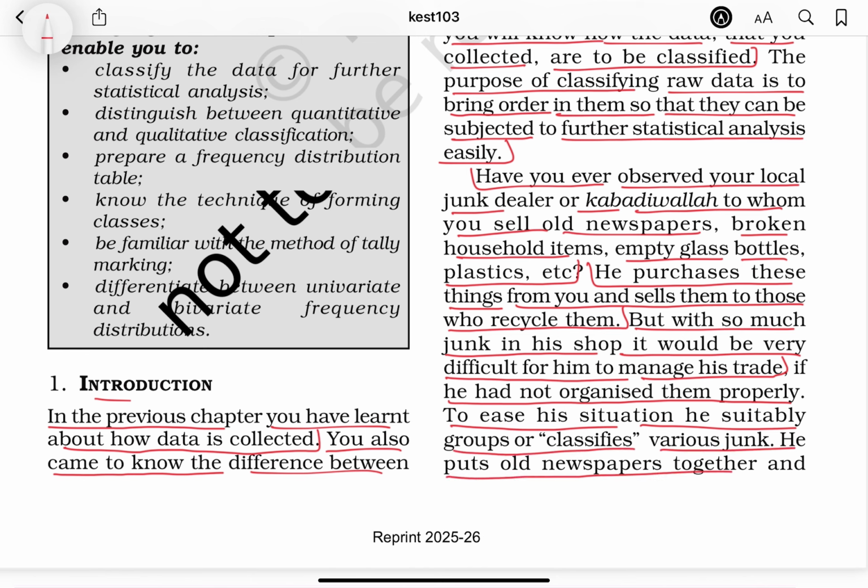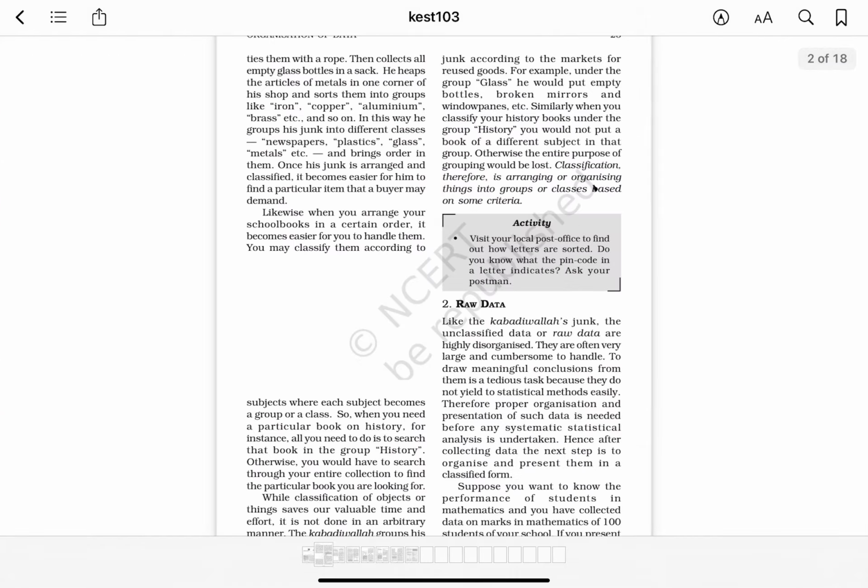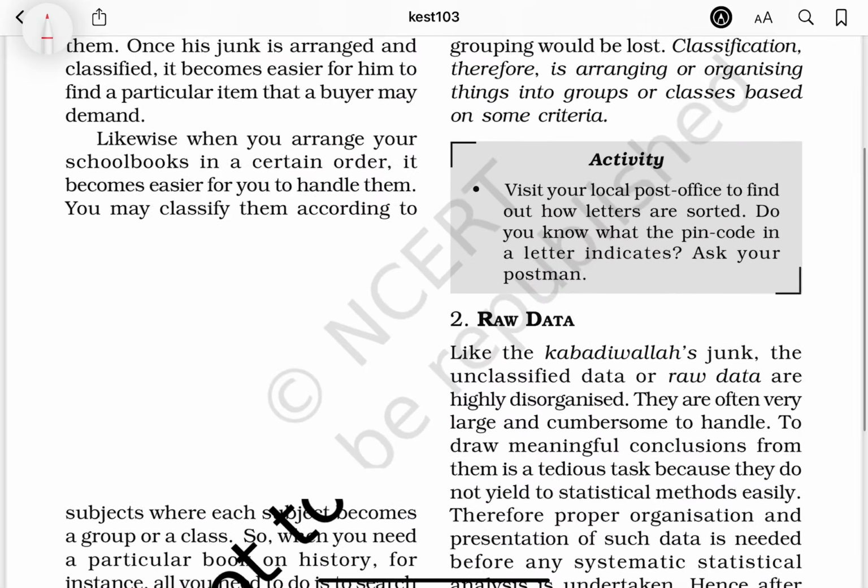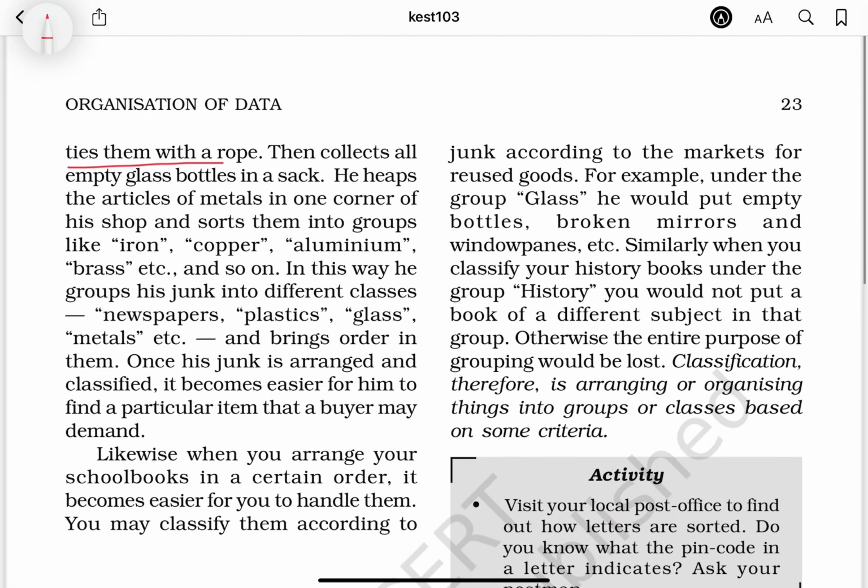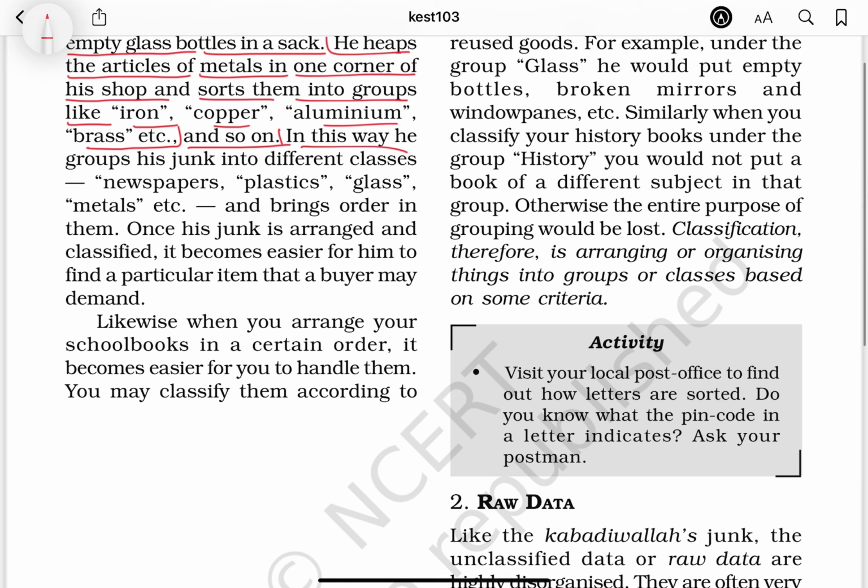He puts old newspapers together and ties them with a rope, then collects all empty glass bottles in a sack. He heaps the articles of metals in one corner of his shop and sorts them into groups like iron, copper, aluminium, brass, etc., and so on. In this way, he groups his junk into different classes: newspapers, plastics, glass, metals, etc., and brings order in them.